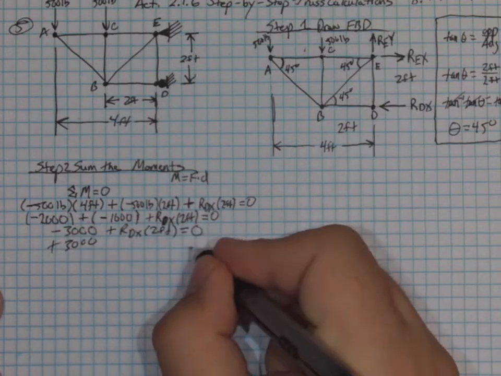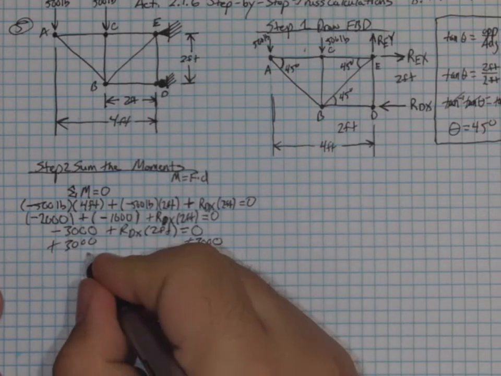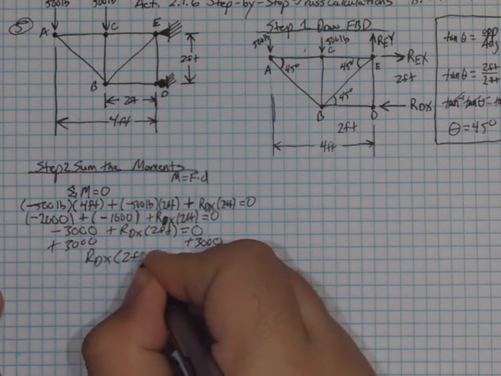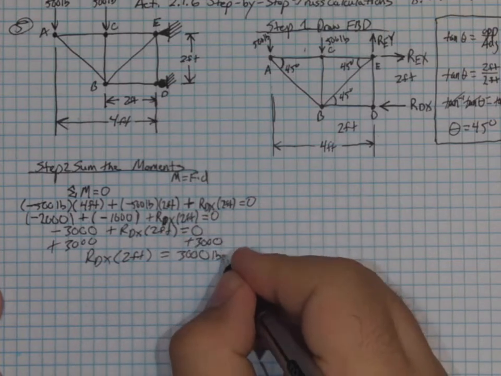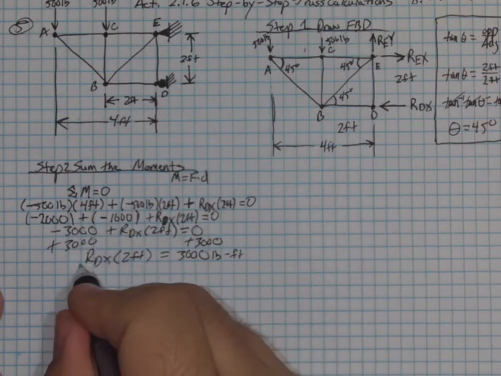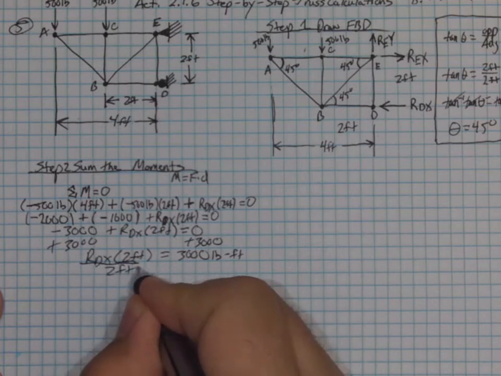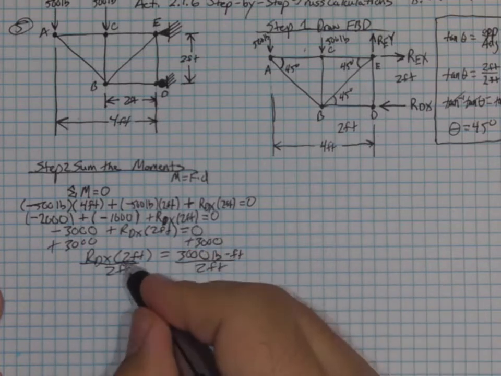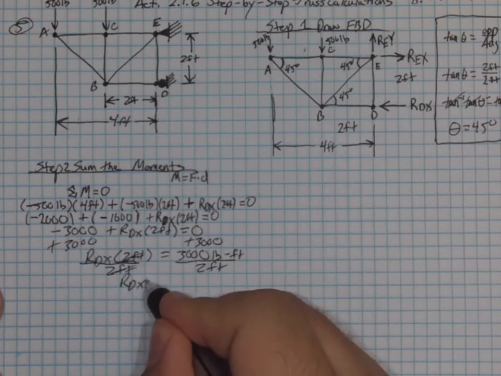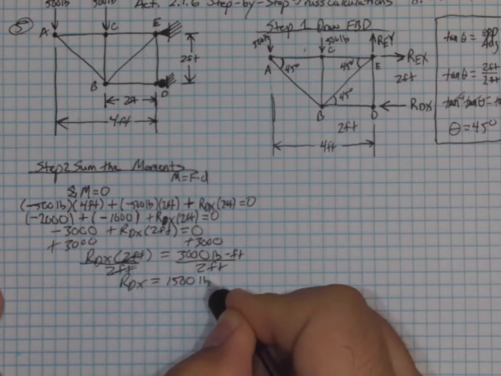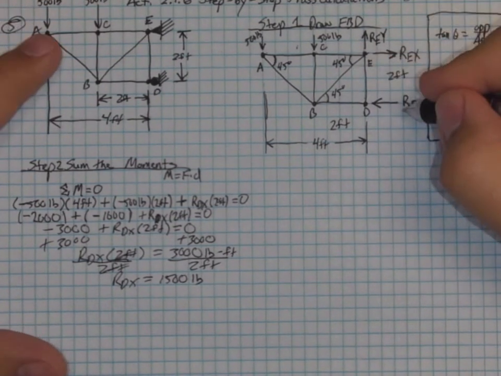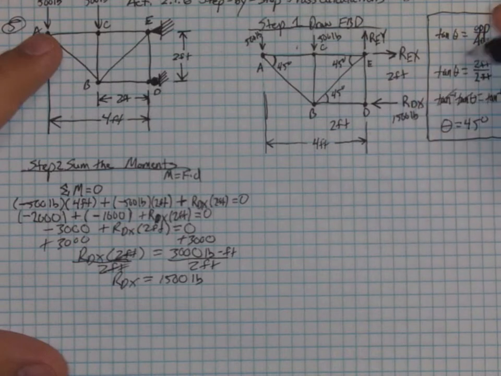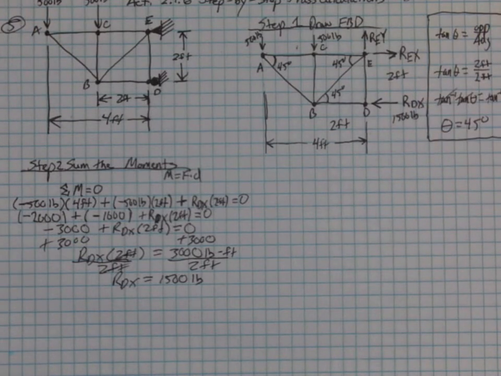I'm going to add 3,000 to balance the equation. RDX times 2 feet is equal to a positive 3,000. Pound-feet would be the units there. Divide by 2 feet, and RDX is going to be equal to 1,500 pounds of force. So that's how much RDX is supplying. I can put underneath there 1,500 pounds. That's how much it's pushing on joint D to keep it supported.